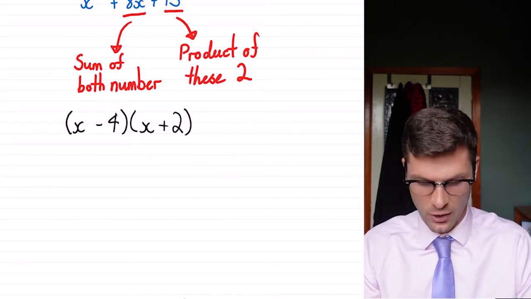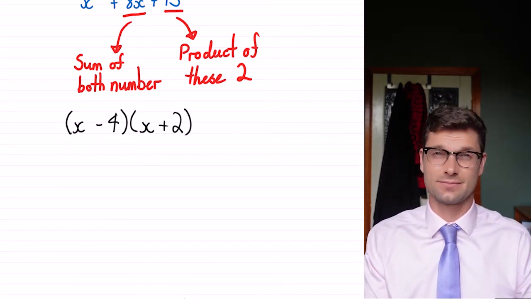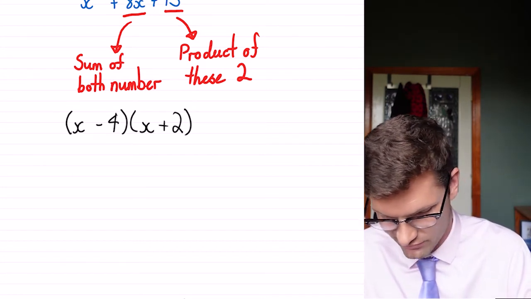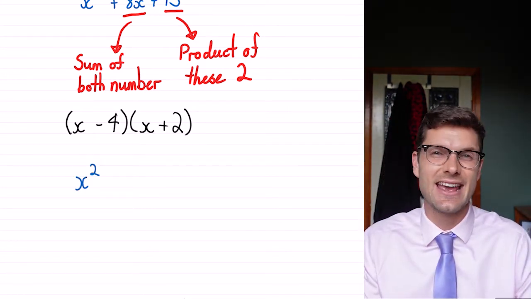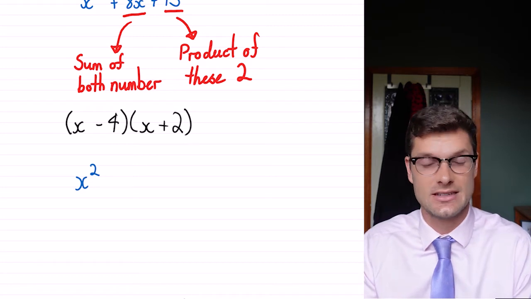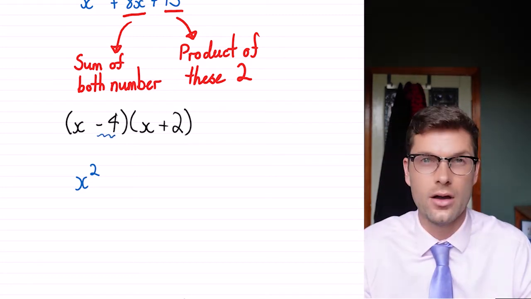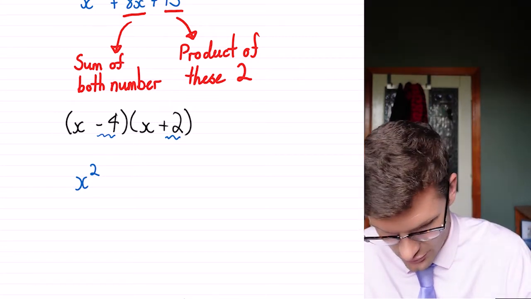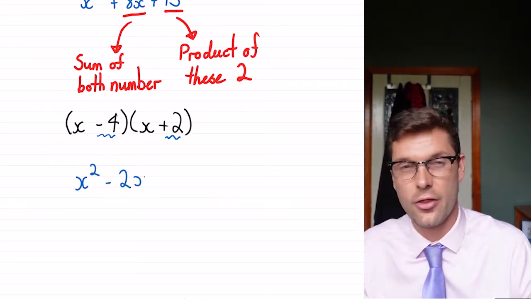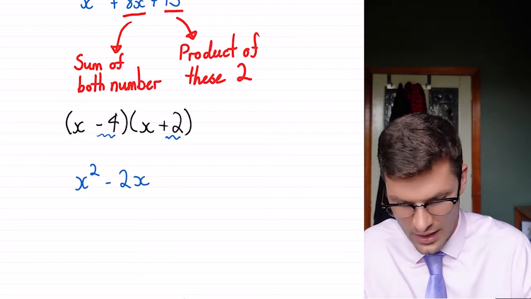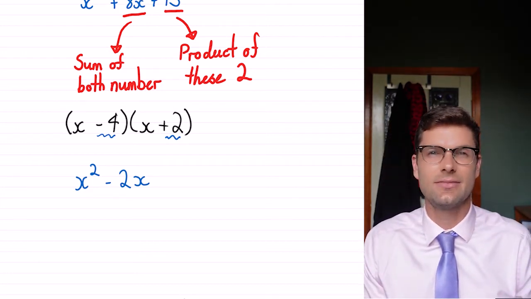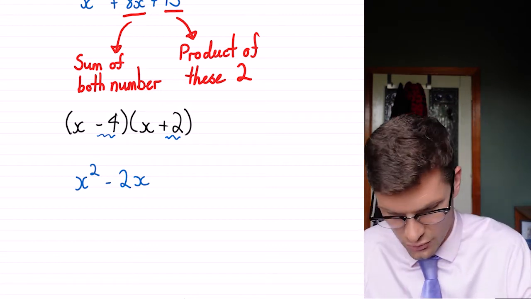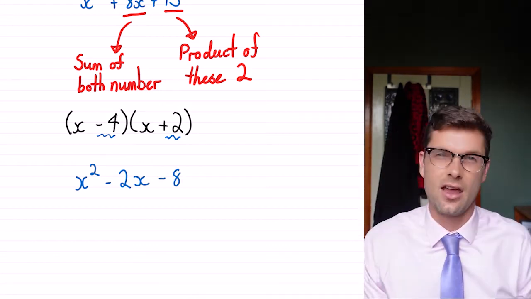So down here where we've got X minus 4, X plus 2, we know that the first term is going to be X squared because it always is. And the second term is going to be the sum of minus 4 and 2. Minus 4 plus 2 is equal to minus 2. And we're going to throw that X on as well. Then the last number has to be the multiplication of these two. So minus 4 times positive 2 is minus 8.